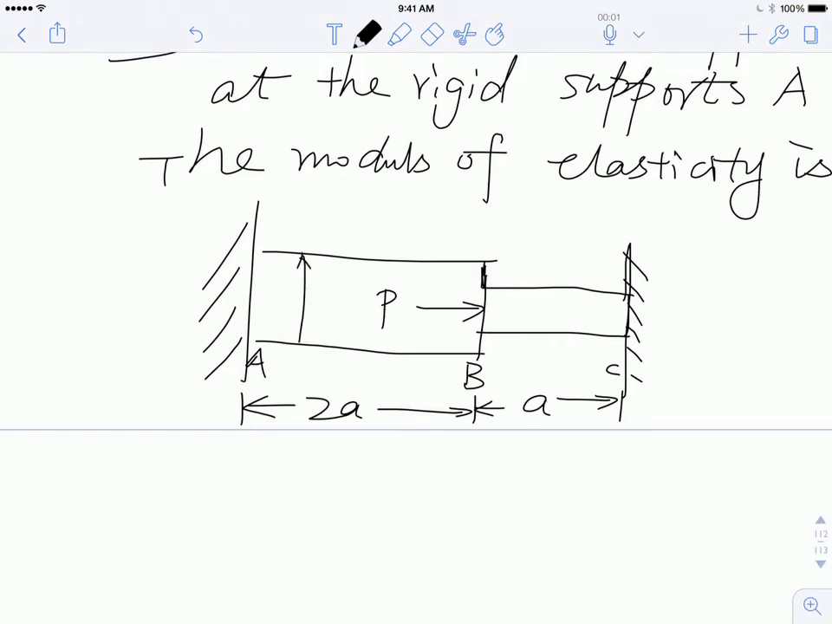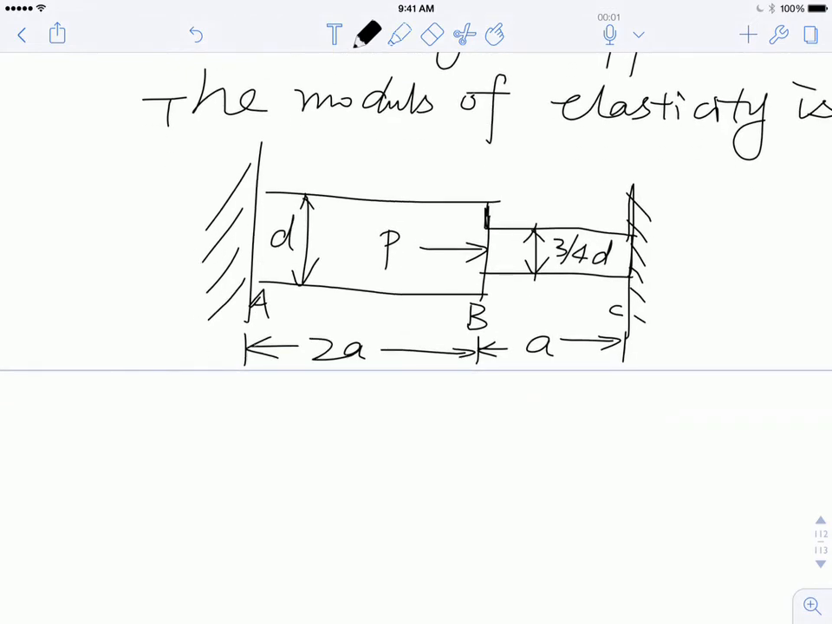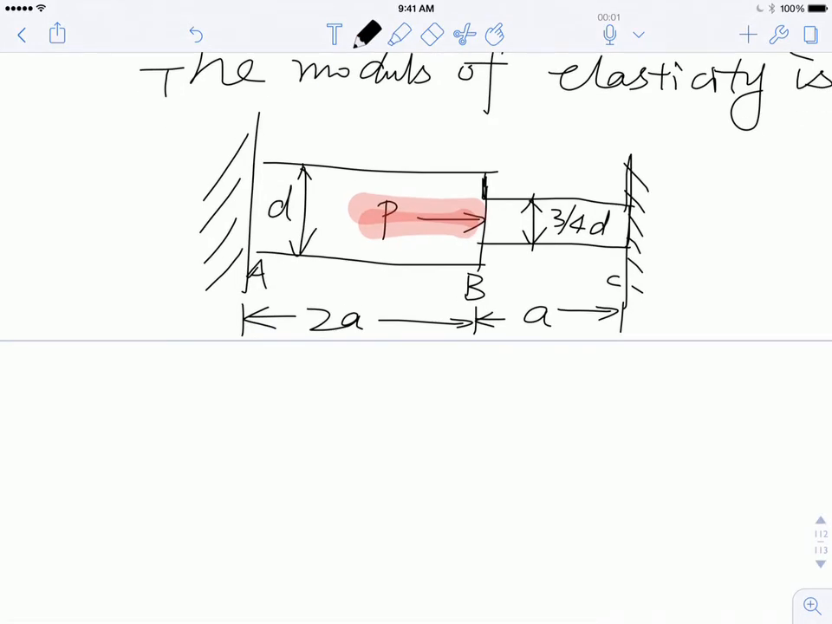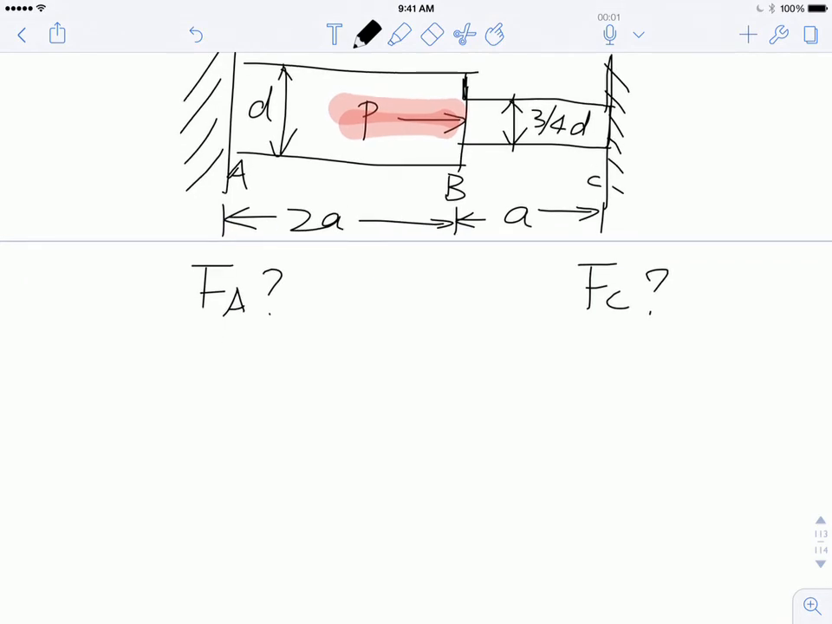Now, the rods are both cylindrical. So this is D, and this is 3/4 times D. That's it. One force is being applied, and we are asking for the reaction force at point A, let's say FA, and FC. I don't know the directions of FC and FA, but once I do the free body diagram, I can find them. So it's a simple problem.